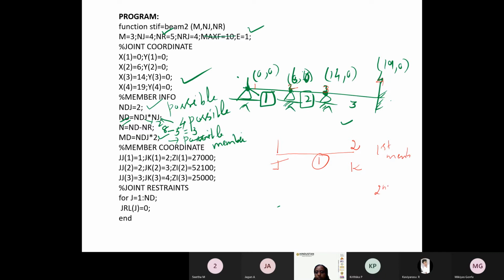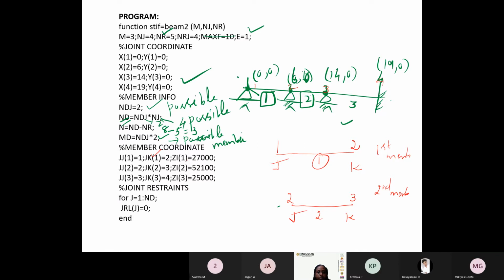If you move on to the second member, it is connected with 2 and 3. Second joint and third joint. So the second member is connected with the second joint and third, J and K. So if you take the first member, J of 1, that is for the first member. J means joint. J of 1 is equal to 1 and K is equal to 2. It is connected with 1 and 2. That's what it is representing here, J and K.